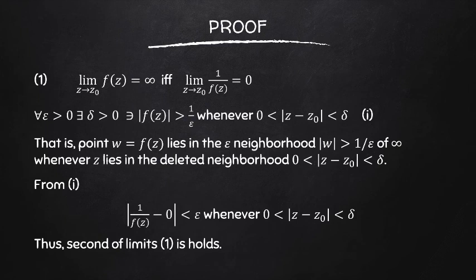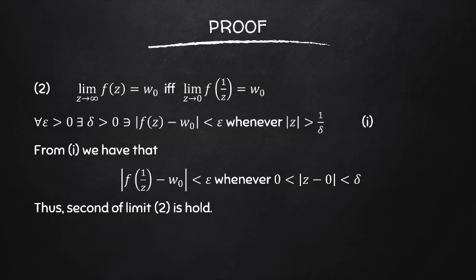From the sentence 1, we have that the absolute value of 1 over f(z) minus 0, because z0 is 0, is less than epsilon whenever the absolute value of z minus z0 is greater than 0 and less than delta. Thus, the second side of the limits in case 1 holds.